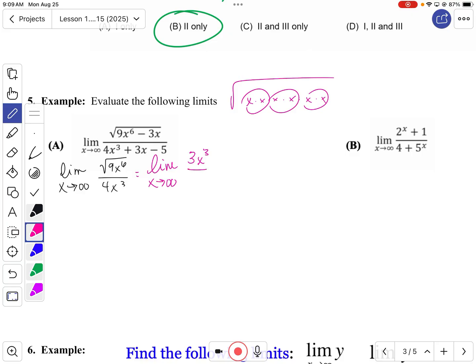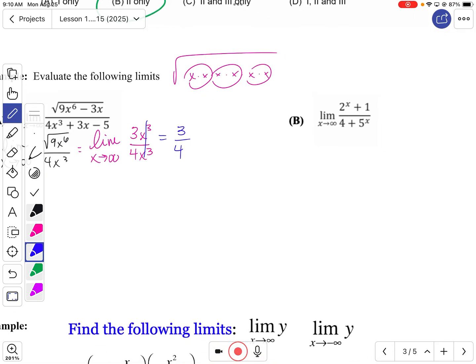My denominator is 4x cubed. What's going to happen to those x cubes? They cancel out, and what's my limit equal? 3/4. So we can evaluate that limit for infinity just like we would with an end behavior, which is nice. Okay, let's look at the second one, because I think this one's interesting too.